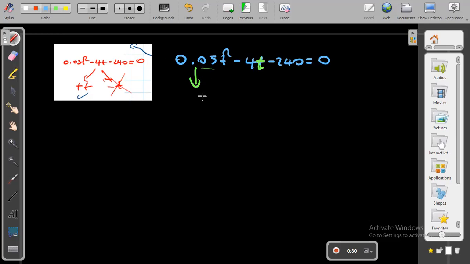The coefficient of t square is the one to fix. To convert that to 1 t square, you have to multiply the equation by 20. After multiplication, you get t square minus 80t minus 4,800 equals 0. Right.